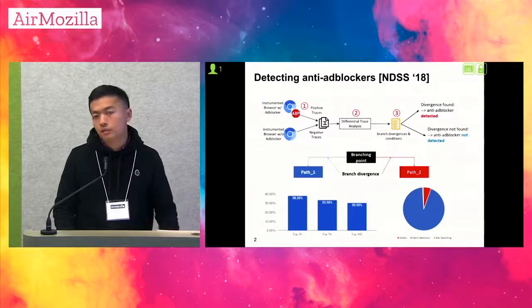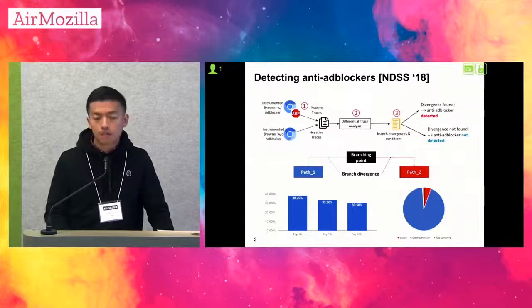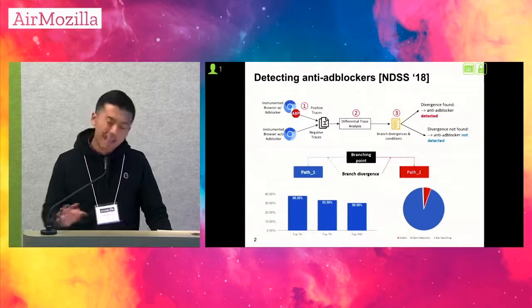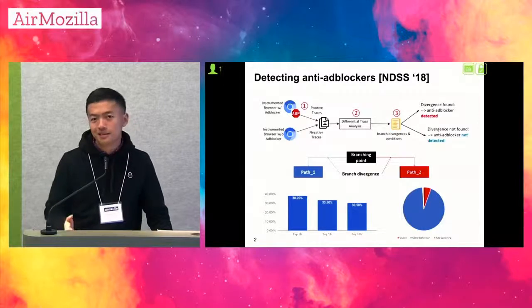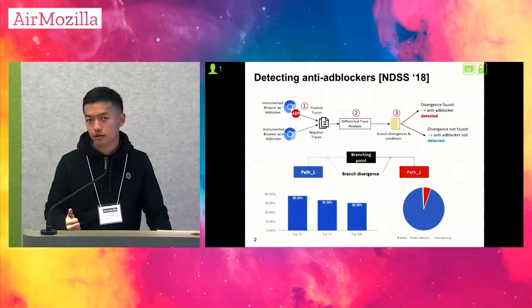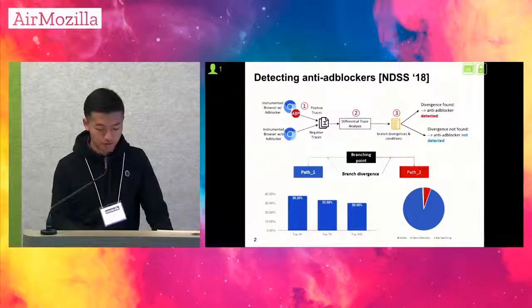So surprisingly, we actually discover 30.5% of Alexa top websites are doing this anti-blocker thing in some form. And even more surprisingly, maybe not that surprisingly, more than 90% of them are actually silent detection. So they don't choose to show you any warning messages. They just monitor the situation and report it to the backend server.